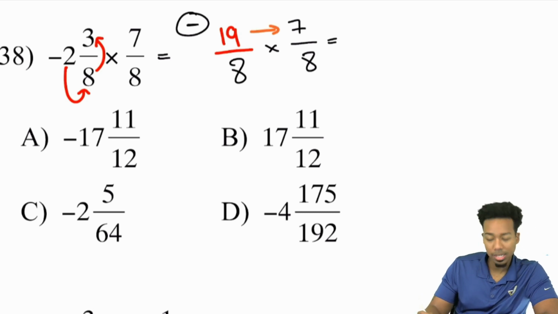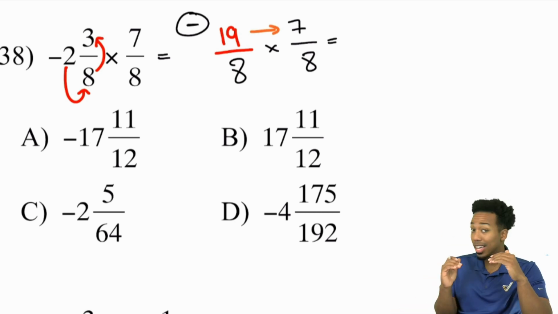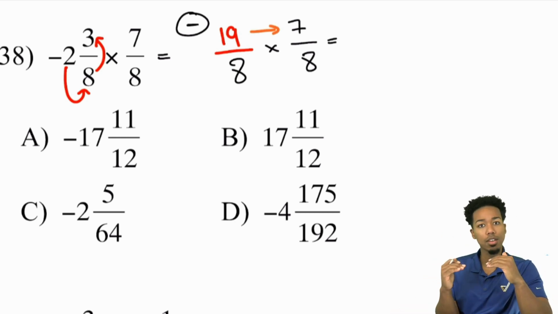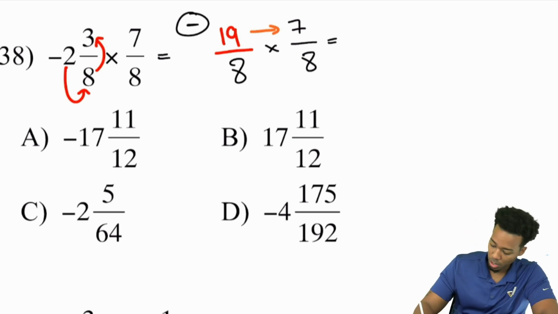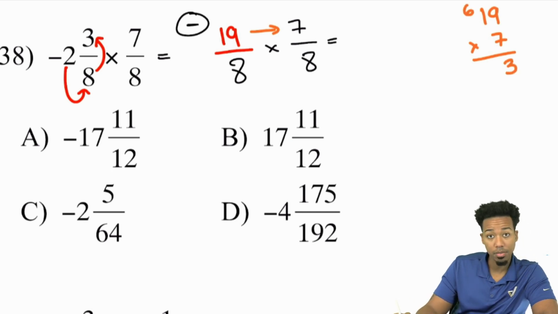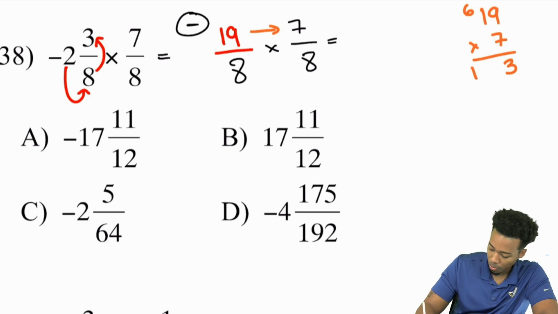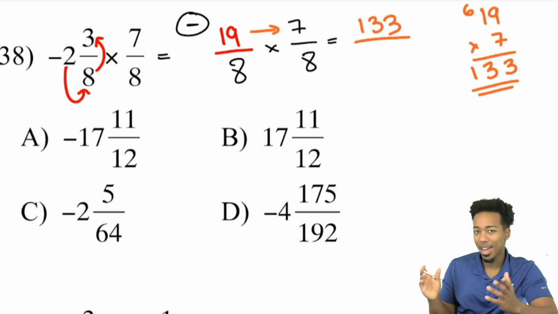So 19 times 7, what is that? Well, 20 times 7 is 140. So if I go back down to 19 times 7, you just take away one of those 7s. That's going to be 133. Don't believe me? You can do 19 times 7 right over here. 9 times 7, 63. 1 times 7 is 7. Plus 6, that's 13. 133. Mental math, it's king.